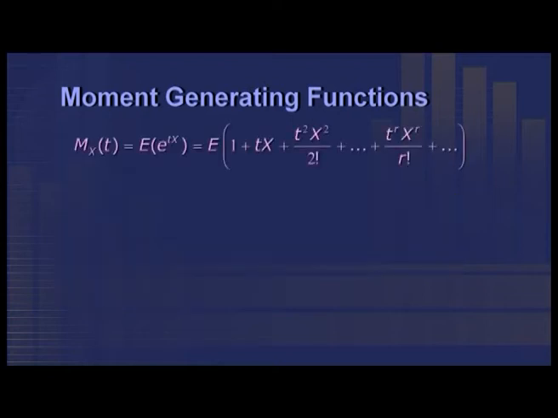Thus, M_X(t) = E(e^{tX}) = E(1 + tX + t²X²/2! + ... + t^r X^r/r! + ...) = 1 + t E(X) + t²/2! E(X²) + and so on, till + t^r/r! E(X^r) + etc.